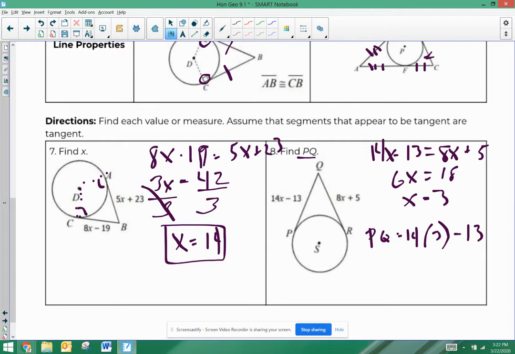And that will give us 42 minus 13. 42 minus 12 would be 30, and another one, 29?